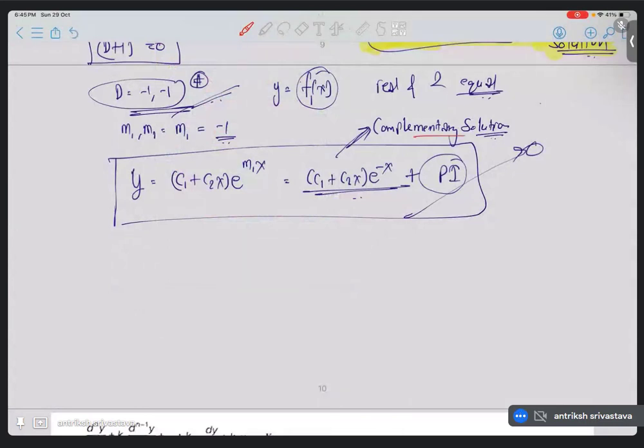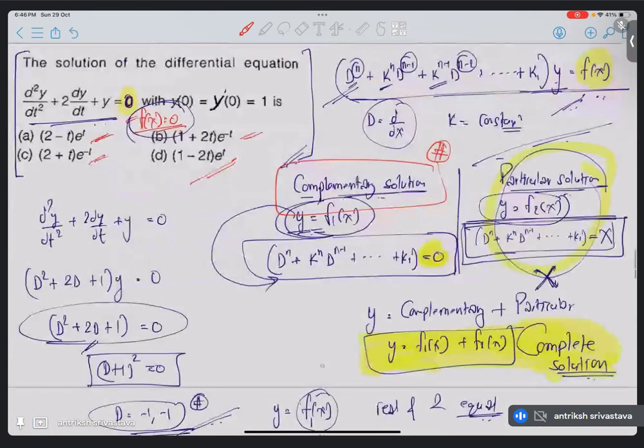Now let's find out the value of C1 and C2. For that we are given y is equal to 1 at x is equal to 0, and y dash is equal to 1 at x is equal to 0. So let's try to get that expression.